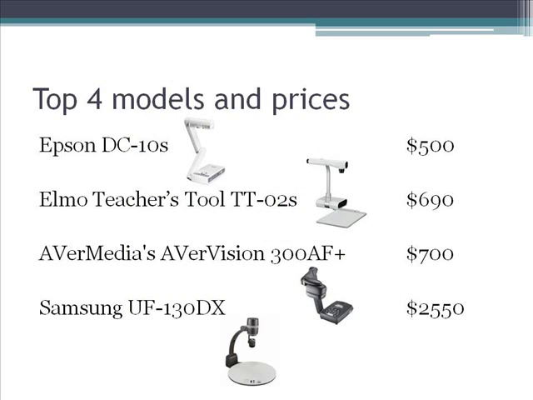There are many different models of the document camera on the market today, so we have arranged the 4 most popular models here with the average price to a consumer. The first model is the Epson DC-10S, which will cost approximately $500. Then there is the Elmo Teacher's Tool TT02S, which runs about $690. There is also the AverMedia AverVision 300 AF Plus that costs $700. And just recently put on the market is the Samsung UF130DX that is expensively priced at $2,550.